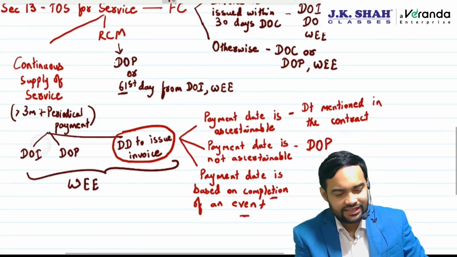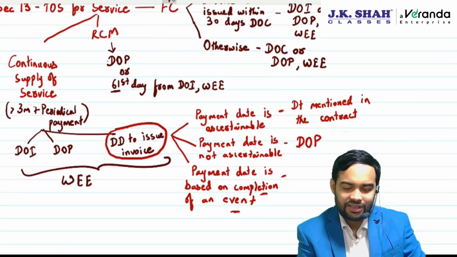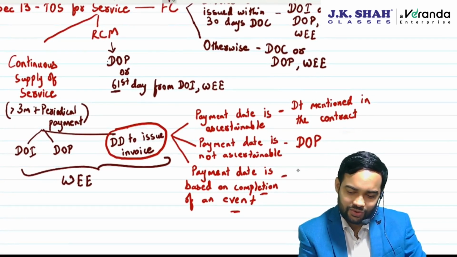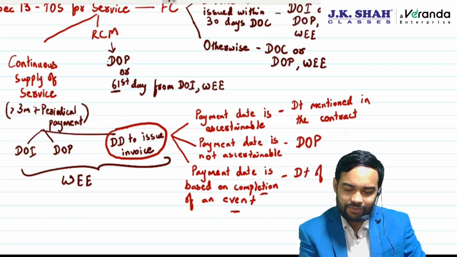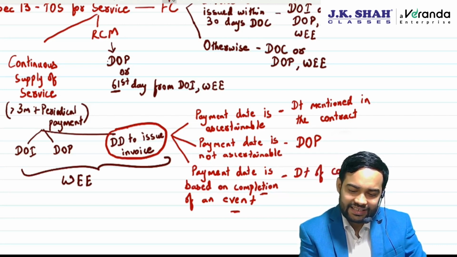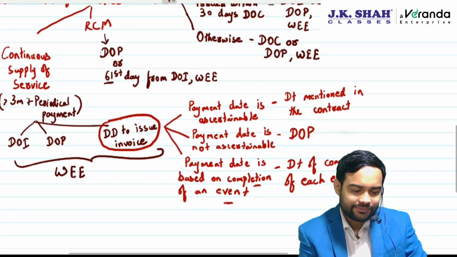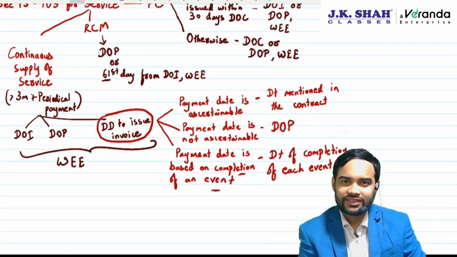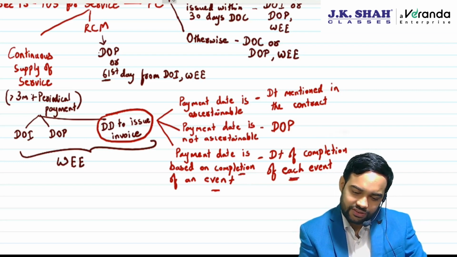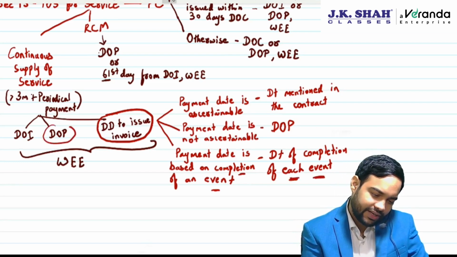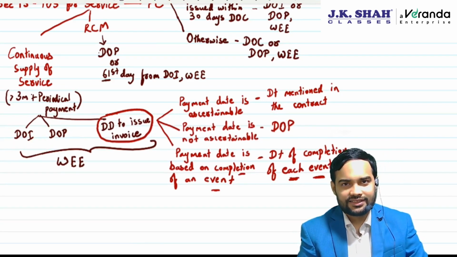Now in that case the question is, what would be the due date to issue invoice? The winning answer is date of completion of each event. Whenever that milestone is reached, that will be considered as due date to issue invoice, and based on that we will determine the time of supply. So we will use date of completion of each event, compare it with date of payment, compare it with date of invoice, and we will get our answer.